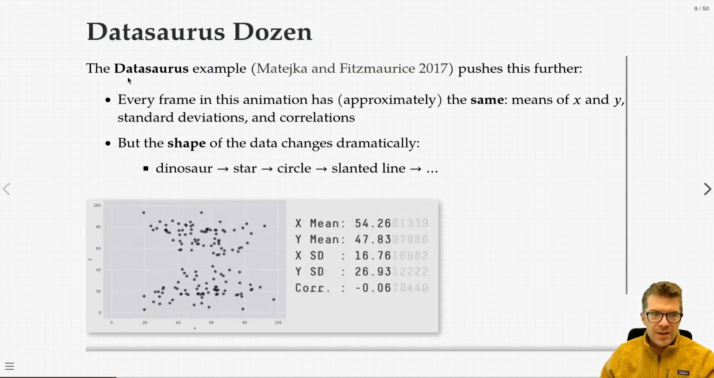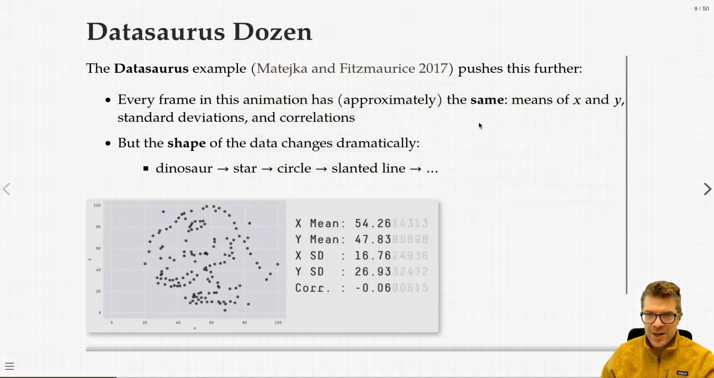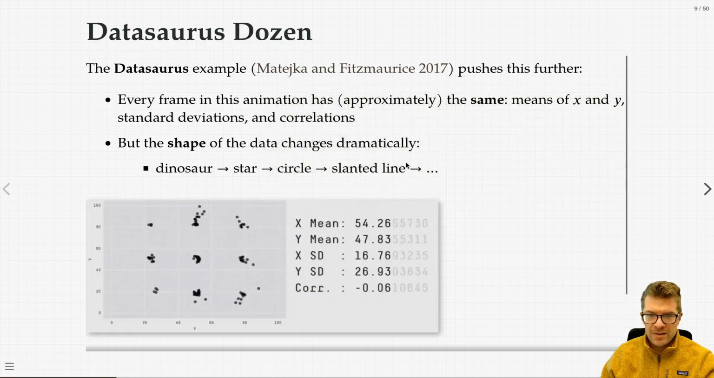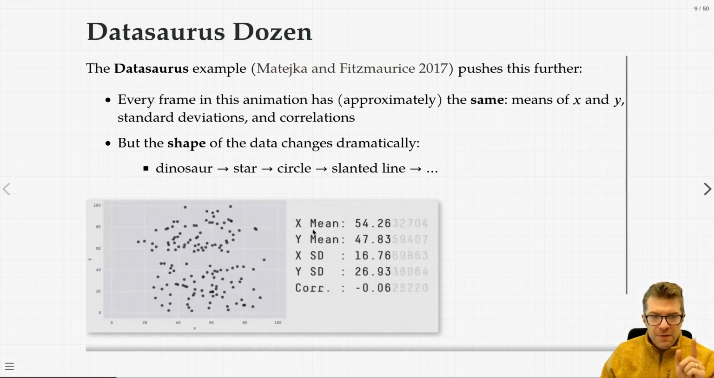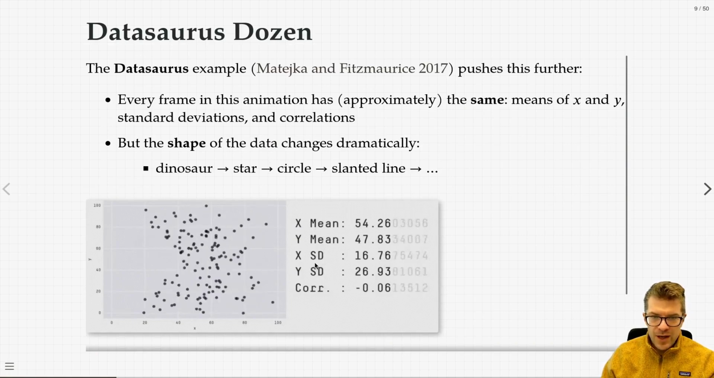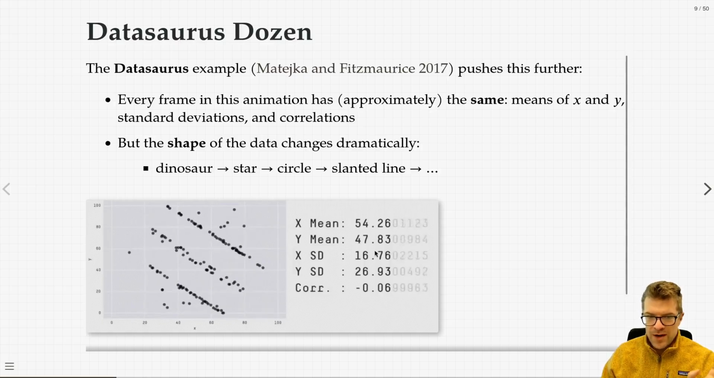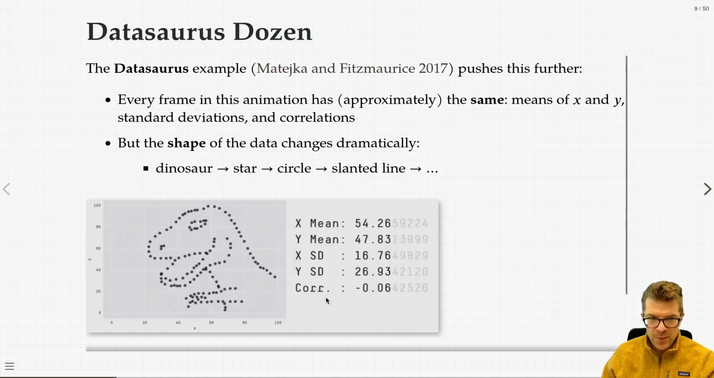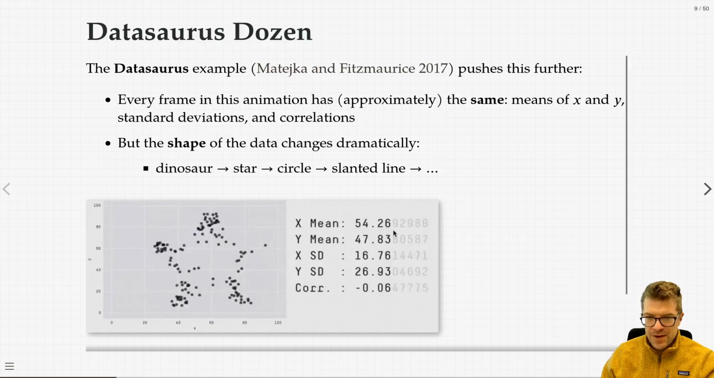This is related to this other work from 2017 called the Datasaurus example. And there's a link you can follow, which is where I get this image. Every frame in this animation will have approximately the same means of both x and y, the same standard deviations of both, and the same correlations. You can see that happening here live.